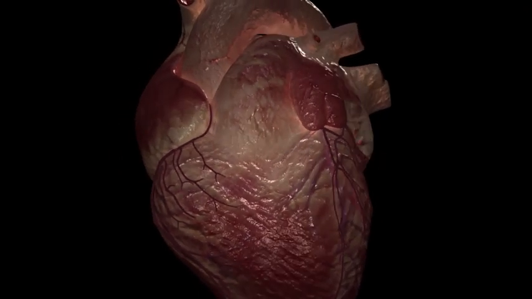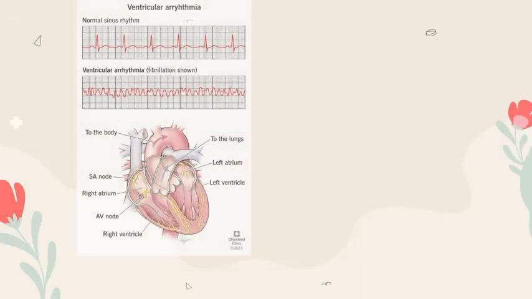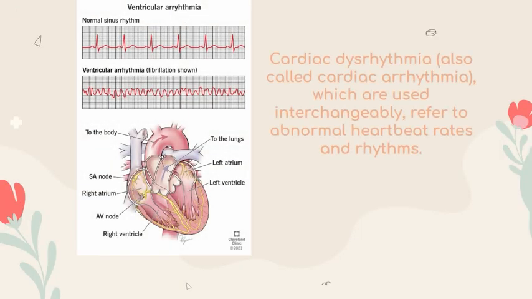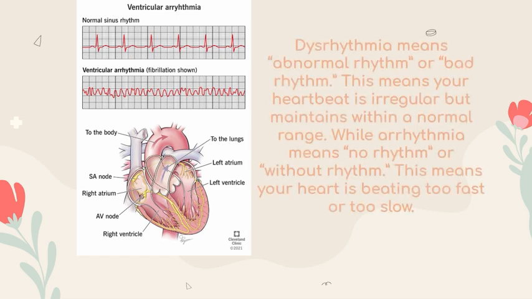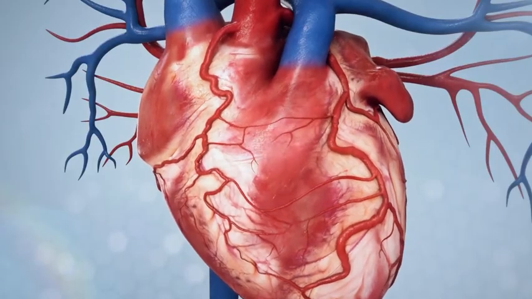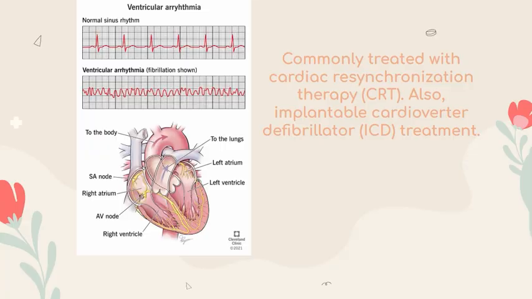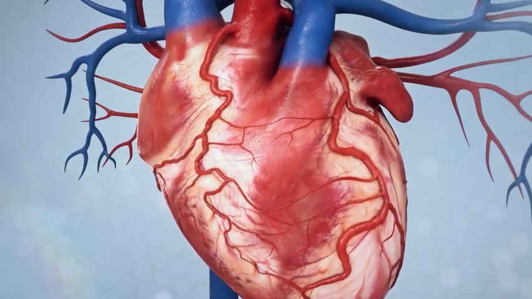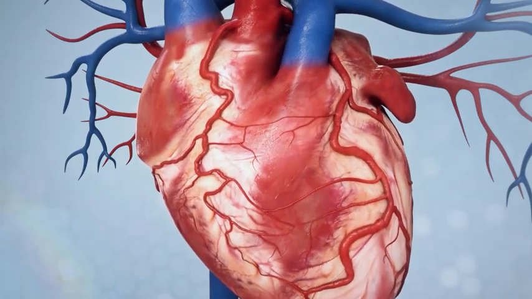Another common disorder is arrhythmia or dysrhythmia. These terms are usually used interchangeably because they refer to abnormal heartbeat rates and rhythms. This is because dysrhythmia means abnormal or bad rhythm, which refers to a regular heartbeat, while arrhythmia means without or no rhythm, which refers to your heart beating too fast or too slow. These are both commonly treated with cardiac resynchronization therapy, which employs a pacemaker to restore heartbeat timing, or implantable cardioverter defibrillator treatment, which helps regulate the heartbeat by sending a shock, or defibrillation, to reset the rhythm.